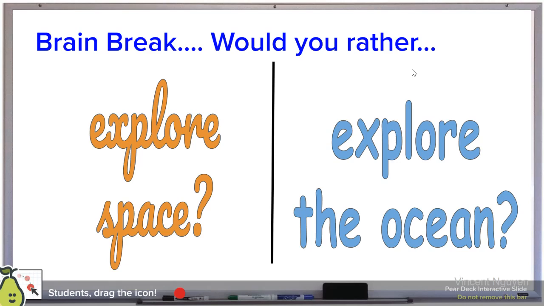Hmm. This is a hard one for me. I'm kind of scared of both. They say that if you go out in space and you look back on Earth and you look at all the other planets, it's really beautiful. But then I can also see that it might be lonely in space. So I think I might pick the ocean first because it's closer to home. But both are really good.